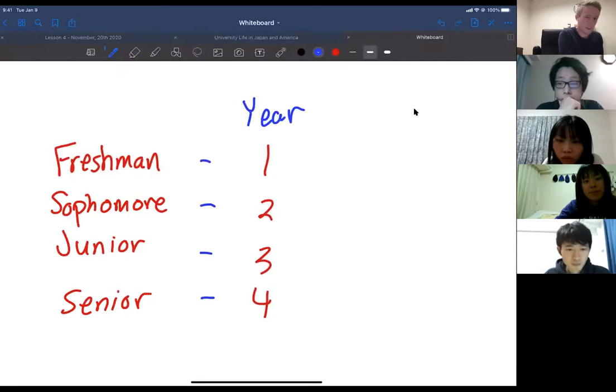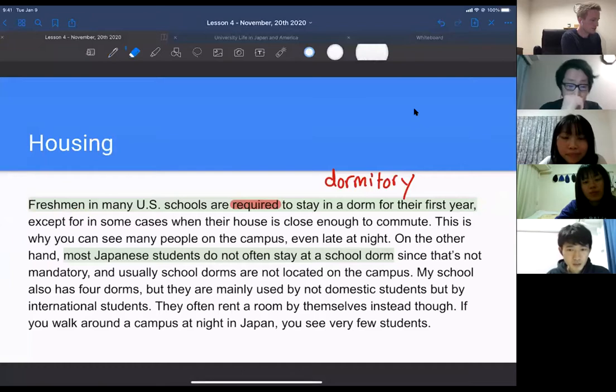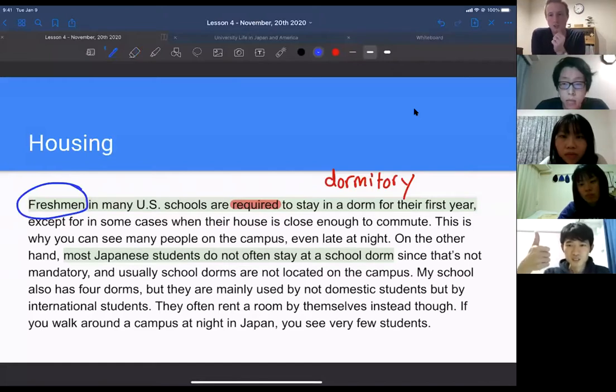So I'm going to go back to the slide now. So freshmen, especially freshmen, must stay in a dorm. But most Japanese students do not often stay at a school dorm. So here with you 4 people, if you stay in a dorm, can you give me a thumbs up? Anybody? Yeah, Shingo stays in a dorm.